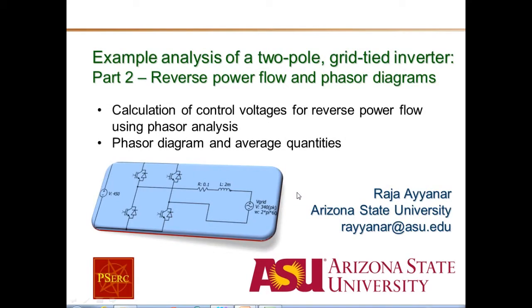This is a continuation of the example problem on a two-pole grid-tied inverter. In part 1, we looked at the power flow from the DC side to the AC grid. In this video, which is part 2, we will analyze the case of reverse power flow, that is, power flow from the AC grid to the DC.